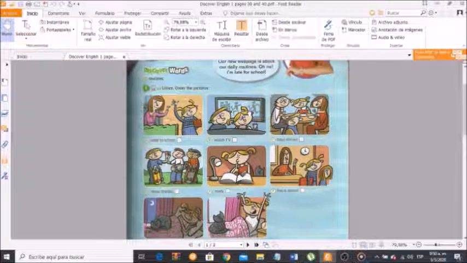Before we do the listening, let's take a look at the pictures and read what it is below them.